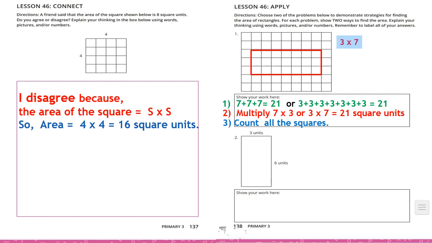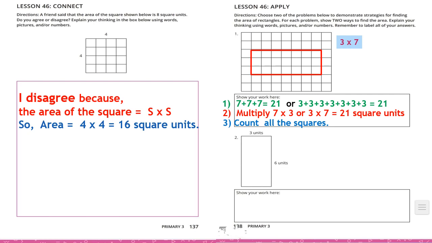Okay. Question number 2. We have here a rectangle. Its length equals 6 units and its width equals 3 units. We said before the length is the longest side and the width is the shortest side. So the length 6 units, the width 3 units. Let's find the area of it.